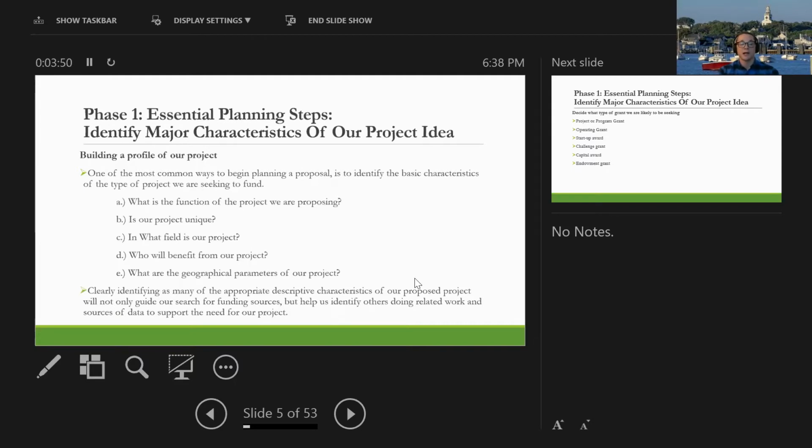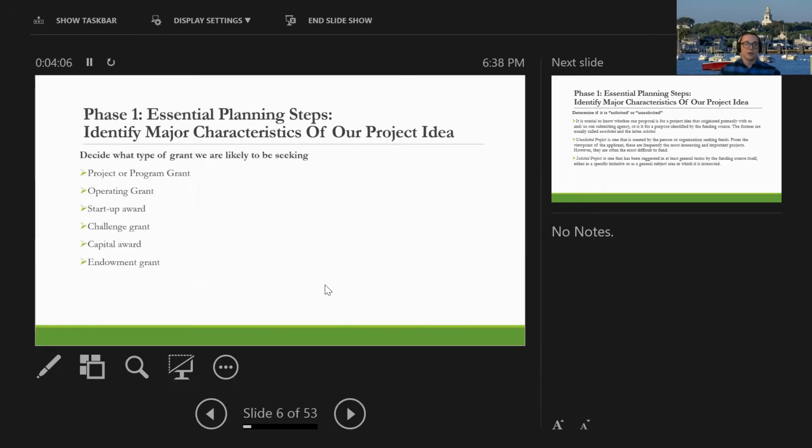not only guides our research for funding sources, but it will also help us identify others doing related work, which could help in terms of partnerships and sources of data to support the need that will come to define our project. And so decide what type of grant we will likely be seeking. So this is important too, when really taking those first steps in how you're going to approach that proposal.